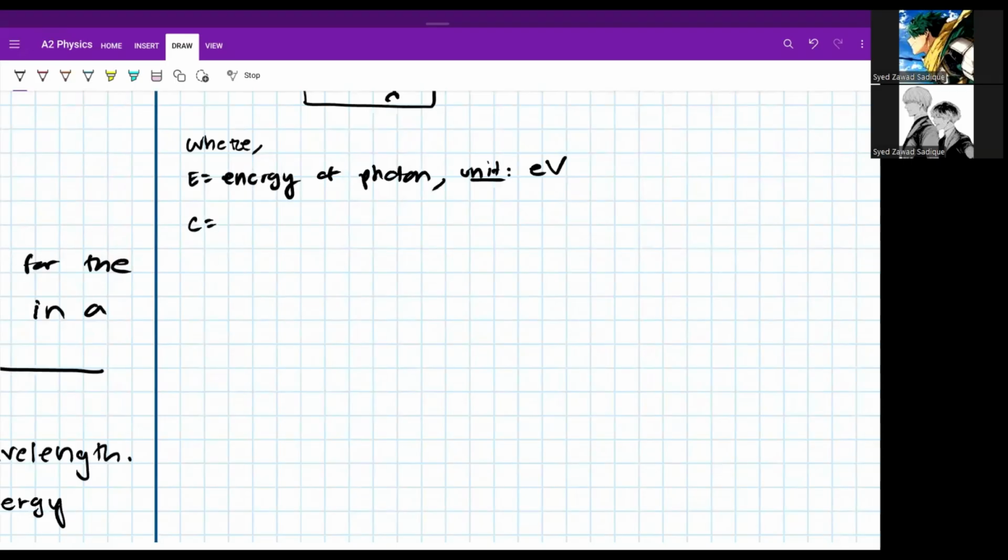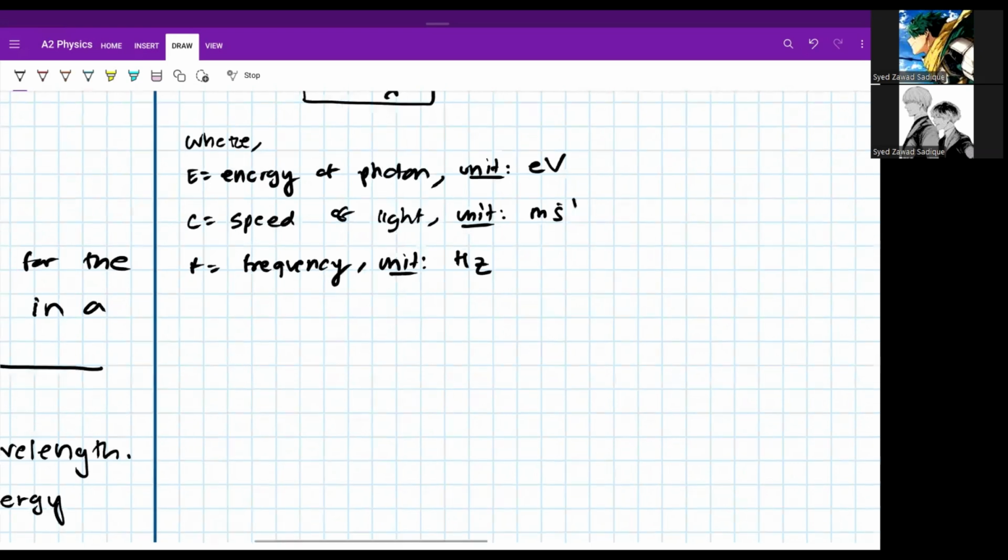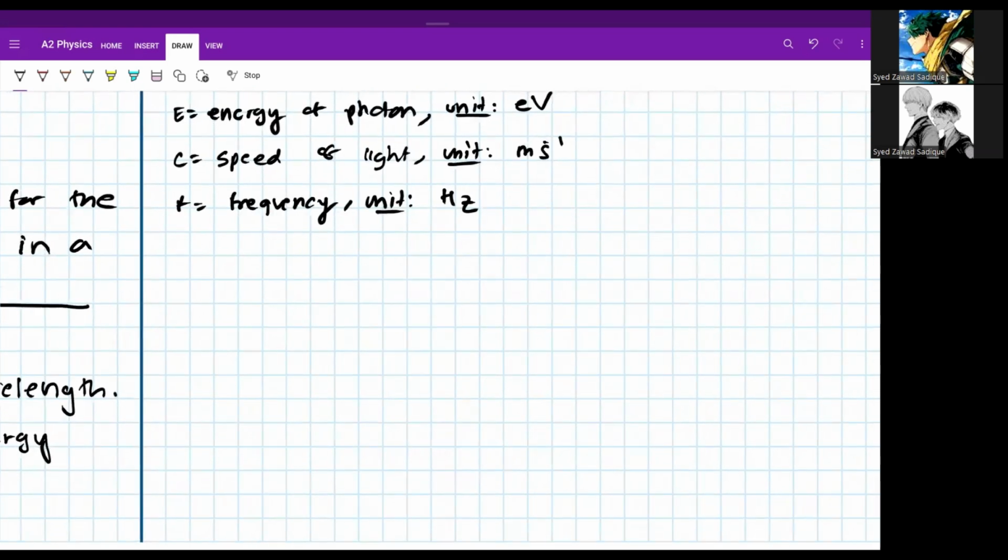C is the speed of light. Unit is meter per second. F is equal to the frequency, whose unit is hertz. And h is the Planck's constant, that is 6.63 times 10 to the power minus 34 joule second.